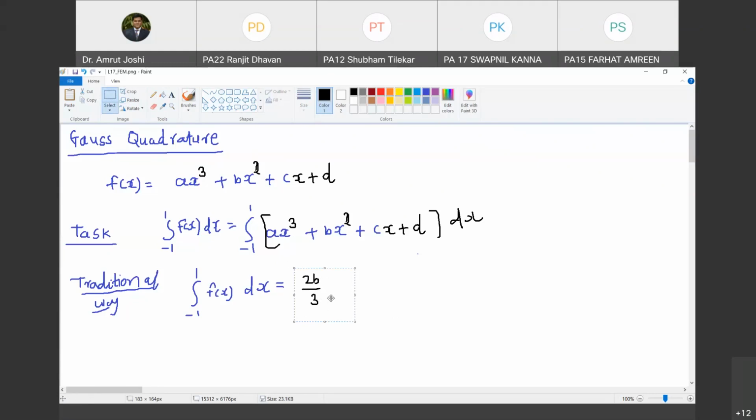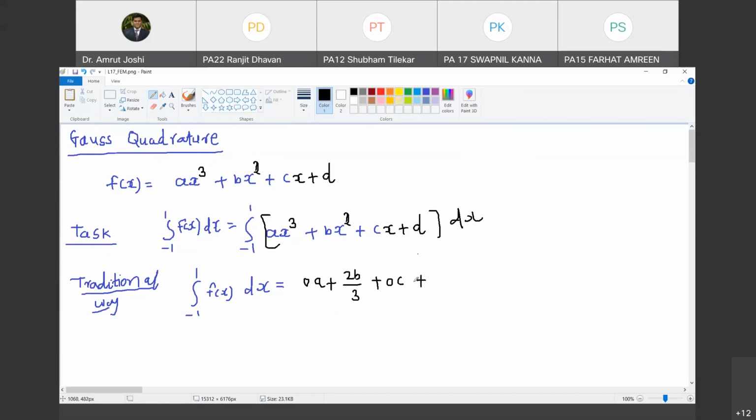So therefore, this term is going to be 0 times a plus 2b by 3 plus, what is the integration of c? It is cx square by 2. The moment it is x square by 2, when I substitute x equal to 1, it is c by 2. And when I substitute x equal to -1, it is c by 2. So c by 2 minus c by 2 becomes 0. So it is 0 times c. Do you agree with me?